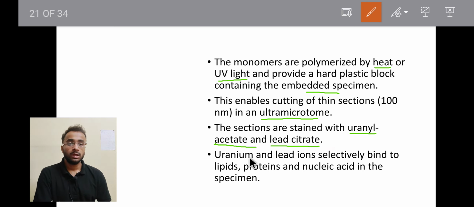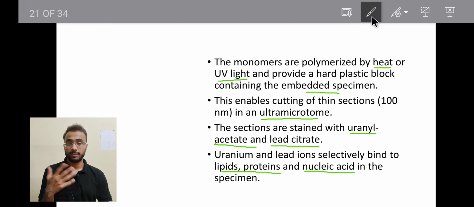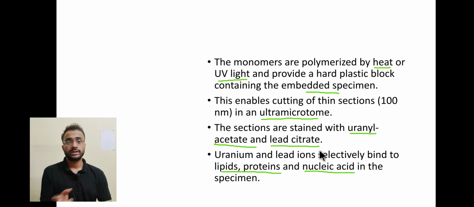Uranium and lead ions selectively bind to the lipids, proteins and nucleic acids in the specimen. So the uranyl acetate and lead citrate will bind to the lipids, proteins and nucleic acids, and it will form a very sharp image of them. So this is the staining in electron microscopy sample preparation. These two stains are very important.